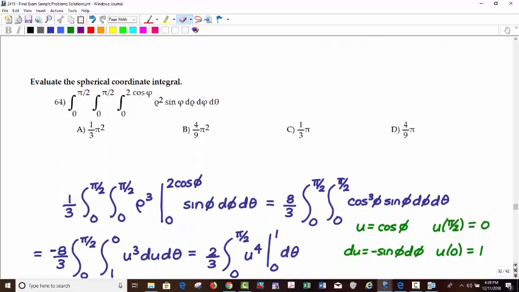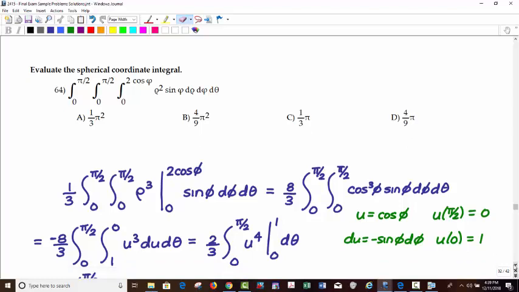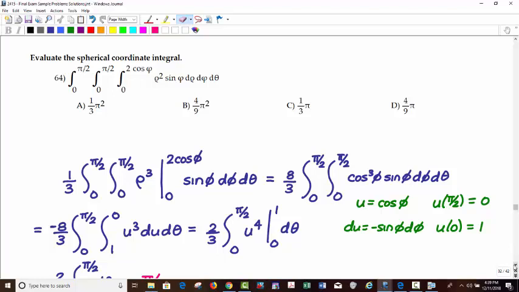And now we have a spherical coordinate integral that we are just evaluating. We're not setting it up or anything. We're literally just working it out as is. So you don't add any, I know when you convert to spherical, you always add rho squared sine phi, whatever it's called. But this one, you're just integrating it as is.